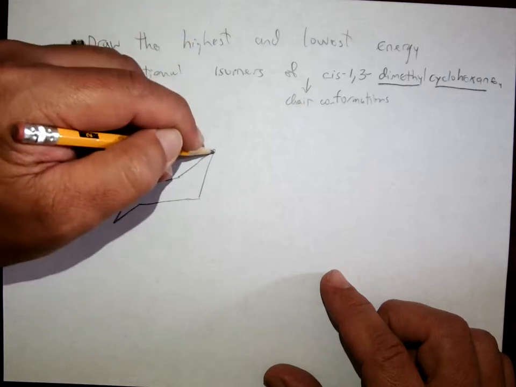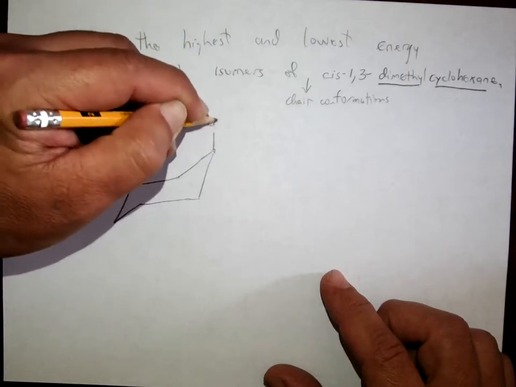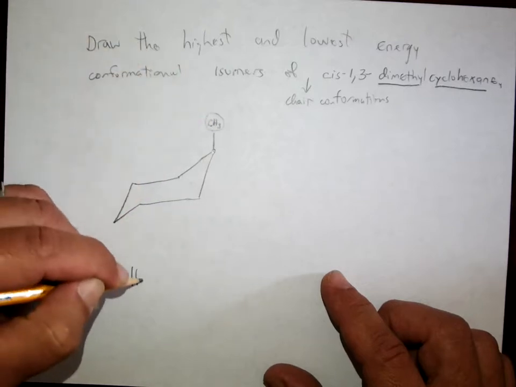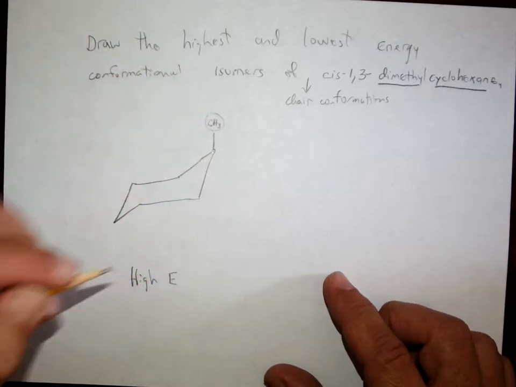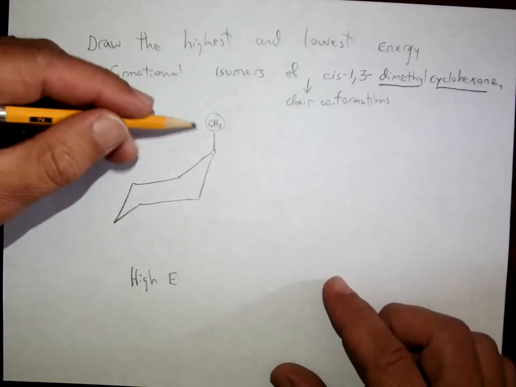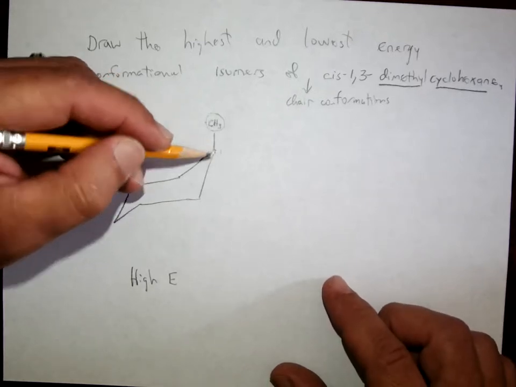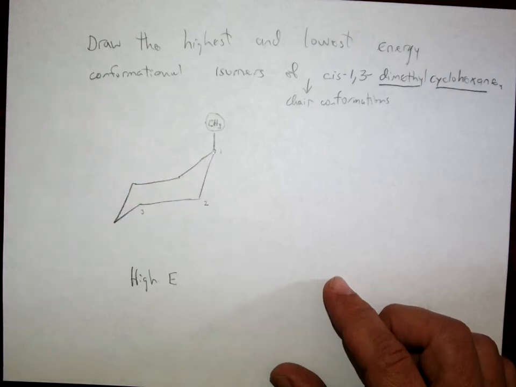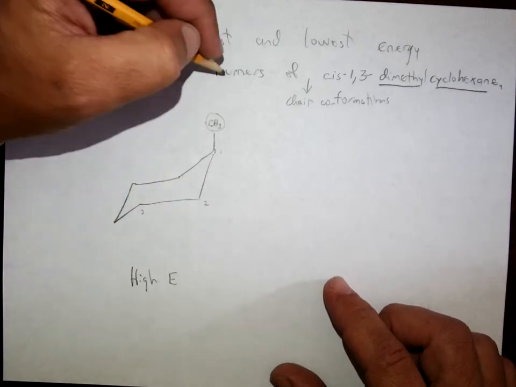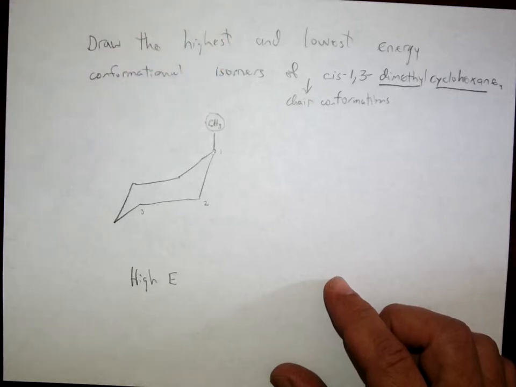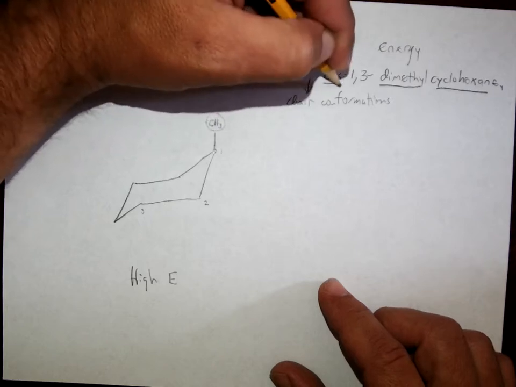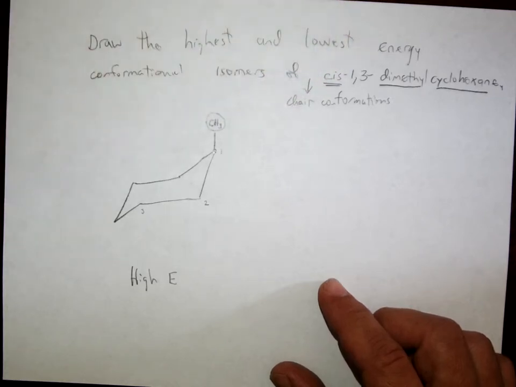If I want the highest energy conformer, I'm going to put the substituent in the axial position. So we're looking to build the highest energy conformer. If this is carbon number 1, then we walk around the ring to carbon number 3. And here we're constrained, because I might think, oh, I'm going to put the other one in an axial position as well. But whether it's cis or trans is going to dictate what position the other substituent goes in.